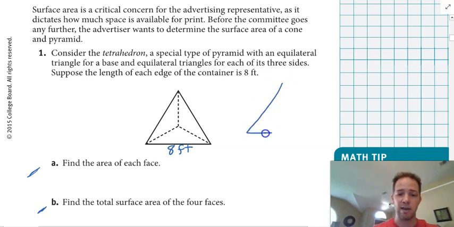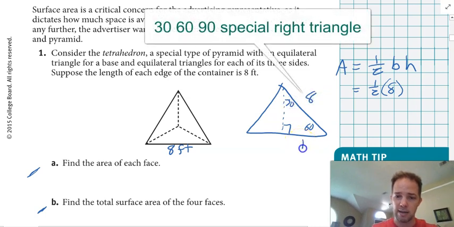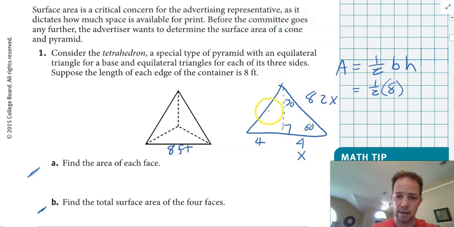Okay, so if I have an equilateral triangle, if I need the area, I need area equals 1/2 base times height for a triangle. The base is 8. And the height we could solve for using 30, 60, 90 triangles. If this is 8, this half is 4. So this is x, 2x, and x root 3, or 4 root 3. So the height is going to be 4 square root of 3.